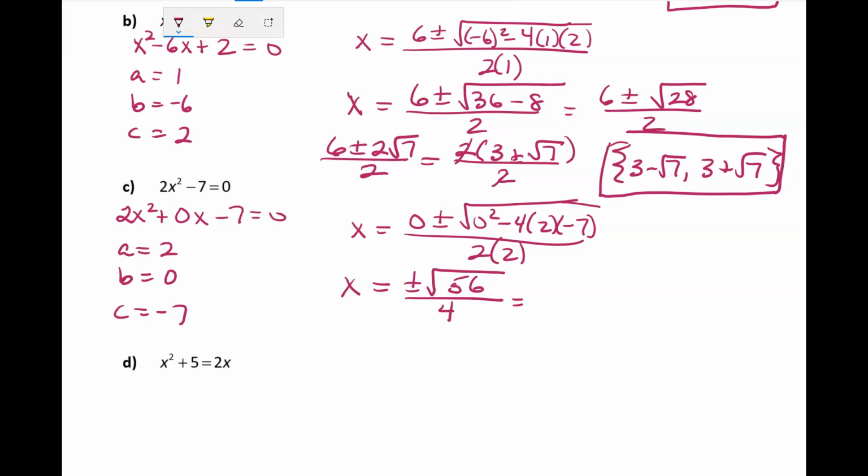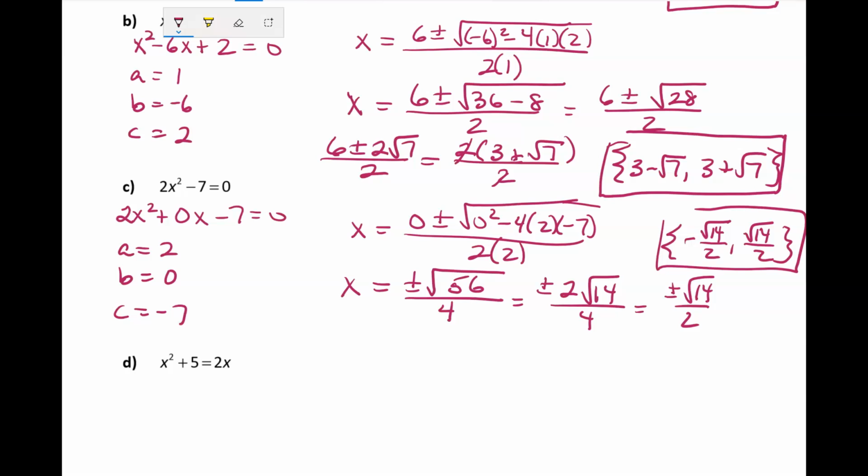4 divides evenly into that. So if we simplify that square root, that's going to be 2 times the square root of 14 over 4. We can cancel factors with the 2 and the 4, and we'll have plus or minus the square root of 14 over 2. You can put that in solution set form if you want. Negative square root of 14 over 2, positive square root of 14 over 2 are our two solutions for that one. Last one of this type.